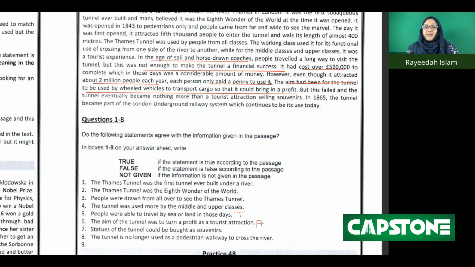All right, now let's look at the last two statements, number 7 and number 8. Statues of the tunnel could be bought as souvenirs. Let's see. Nothing became more than a tourist attraction selling souvenirs. So they're saying যে just souvenirs sell করা হতো, but statues of the tunnel যে sell করা হতো as a souvenir, এটা কিন্তু কোথাও বলা নেই. Just বলা আছে যে souvenir sell করা হচ্ছে, so the answer is not given. Why? Because they're just telling us যে এখানে souvenir sell করা হতো, but tunnel statueটা যে itself sell করা হতো এটা এখানে কোথাও বলা নাই. So I can very easily say যে it's not given.